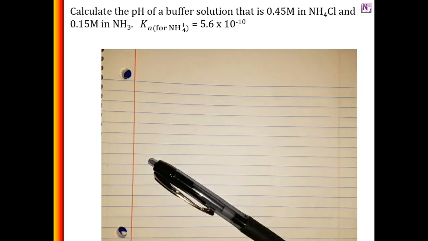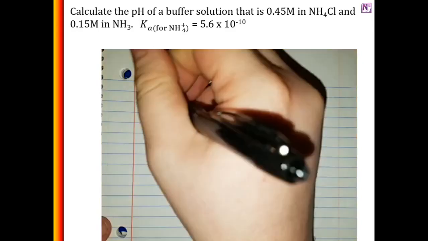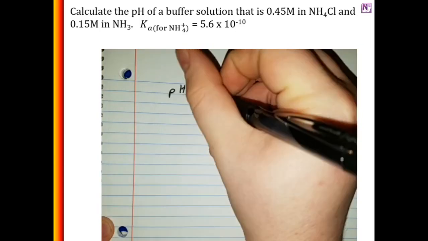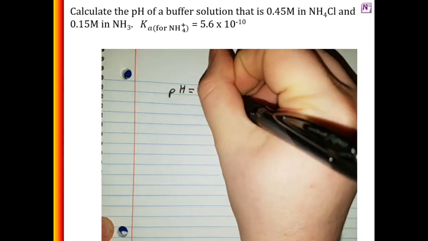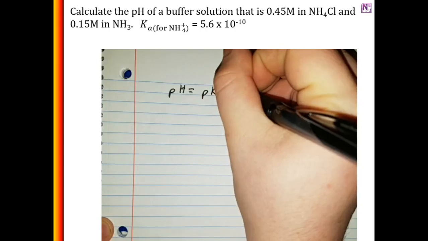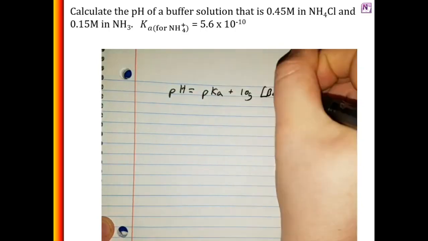Okay, so let's jump back over to the paper and work out this problem. Again, it's asking us to calculate the pH of this buffer solution given these two concentrations of our base and our acid. So right away, this should trigger us to use the Henderson-Hasselbalch equation. pH is equal to pKa plus the log of the concentration of our base over the concentration of our acid.